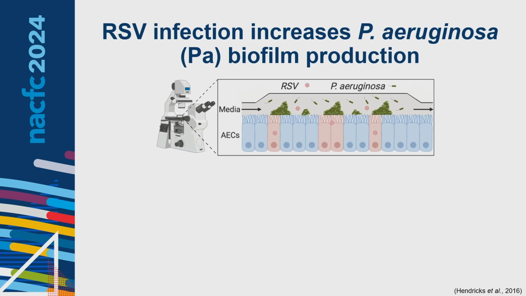And so we can study this in vitro using this epithelial flow cell model shown here, where we can grow CF airway epithelial cells, called CFBEs, in a polarized manner and infect them with RSV and subsequently inoculate Pseudomonas and grow them under flow to assess biofilm growth.